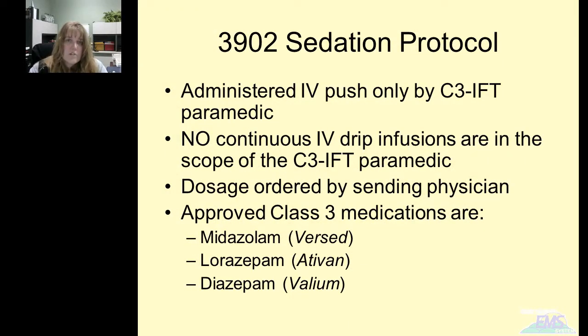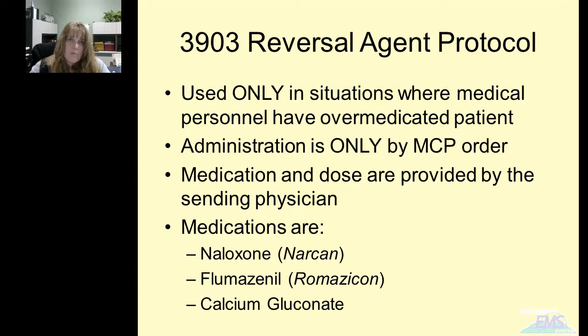3902 talks about sedation, and the big thing that you want to understand as a C3 medic is that you are administering these as an IV push only. They are not a continuous infusion for this level. The doctor is going to order those, give you the dosage that's being ordered, and the 3 medications that we are allowed are Versed, Ativan, and also Valium. Now, we do have to remember that anytime you have a patient that can be over-medicated, we want to try to have the reversal agent present as well.